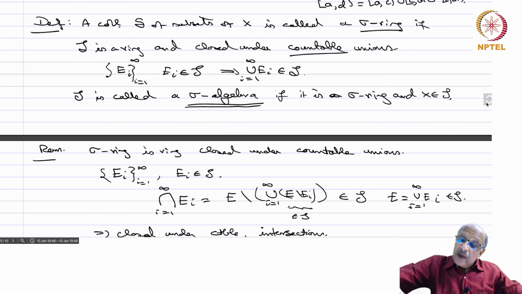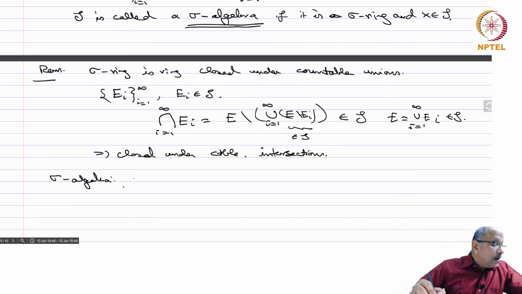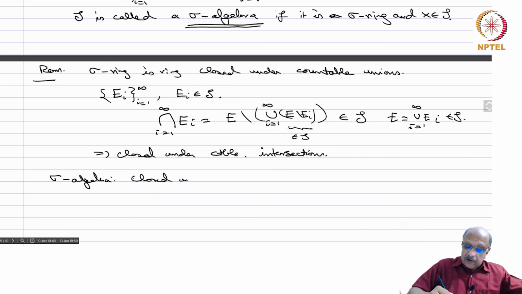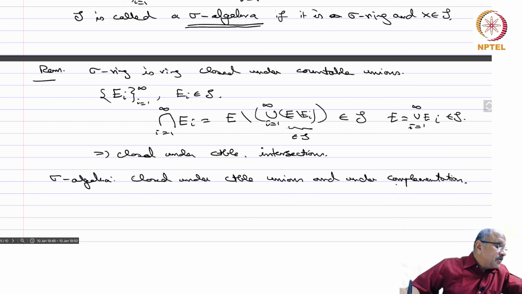So in the same way, a sigma algebra can be defined as a collection closed under countable unions and under complementation. So this will give you a sigma algebra.